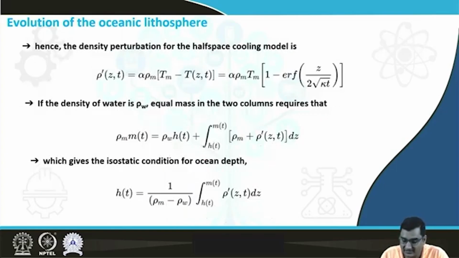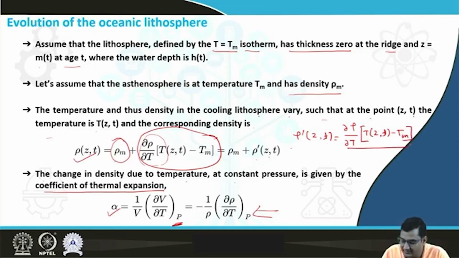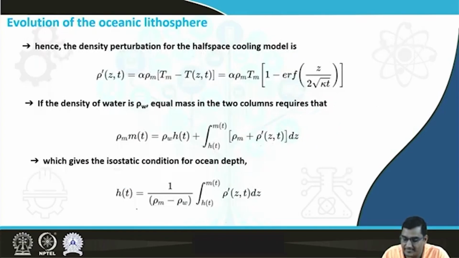So the rho dash that we have seen, rho dash z comma t, is basically what? It is del rho by del T times (T(z,t) minus Tm), and then we are going to replace this with the coefficient here. So this will become alpha rho m (Tm minus T(z,t)), where you can write this particular value of Tm here.